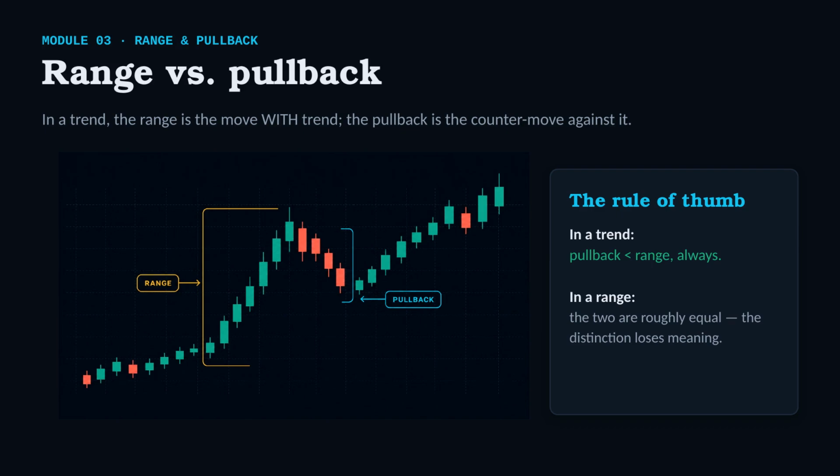When you look at two opposing market movements, it is useful to classify them. In an uptrend, the range is the move to the upside. The pullback is the move to the downside. In a downtrend, invert it. Here is the rule of thumb. When the market is trending, the pullback is always smaller than the range. That size asymmetry is what a trend actually is. And when the market is ranging, the range and the pullback are roughly the same size, which is precisely why the distinction dissolves in a sideways market. So the relative size of these two moves is itself a diagnostic. It tells you which state you are in.